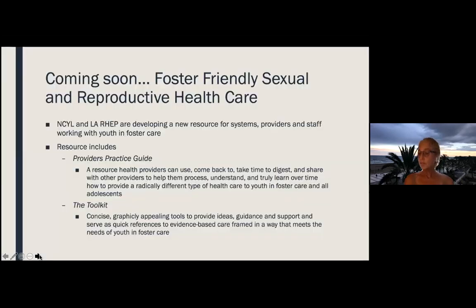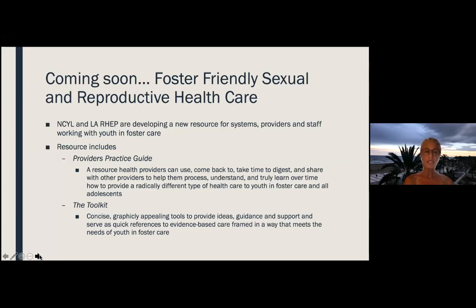So I'm going to close by just talking about what's coming soon. We have been developing a new resource for systems providers and staff working with youth in foster care. The resource includes a practice guide, which is very in-depth and takes time to read and digest. It's all evidence-based and cited, and is an important resource on how to really learn over time to provide a radically different type of healthcare to youth in foster care.